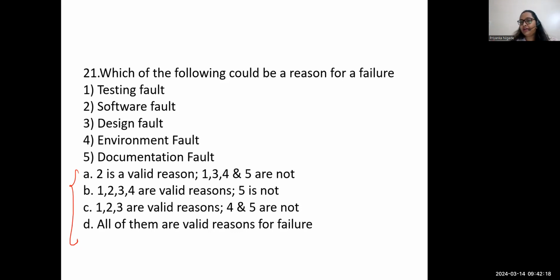We have learned this in defects, right? What are the reasons for defects in the software? Defect reasons don't mean blaming some person or some phase, right? It could be any issue. So here the same question is asked: which of the following could be the reason for failure? Absolutely correct answer, very nice: Option D. All of the above are valid reasons for a failure. That could be a testing fault, software fault, design, environment, or documentation fault too. Because of that, you will get defects in the software application.